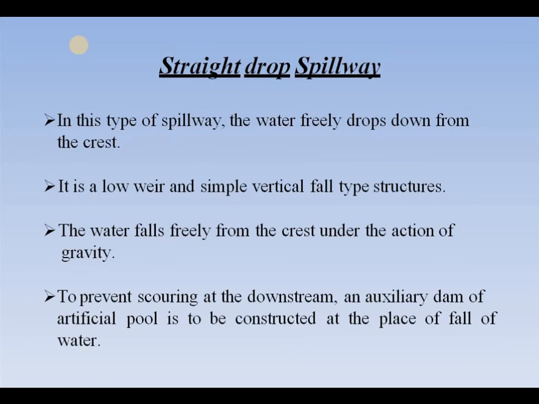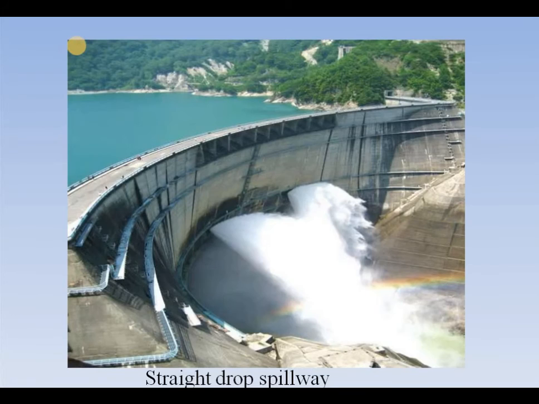If no artificial protection is provided on the downstream side of the overflow section, the falling jet will usually cause scouring of the stream bed, and it will form a plunge pool. So in order to protect the stream bed from scouring, an artificial pool may be created by constructing a low auxiliary dam downstream of the main structure. So you can see in the figure, it is a straight drop spillway. Right, this is a field figure of a straight drop spillway.